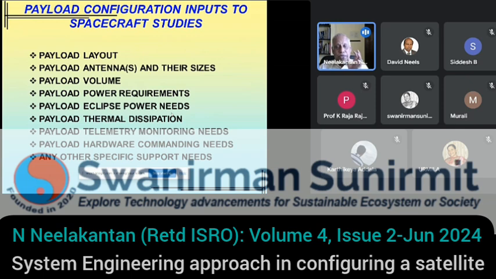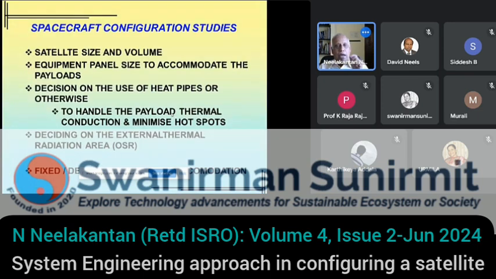So, once the payload is configured based on the service requirements, you get the payload layout, you get the antennas and their sizes, you get the payload volume, you get the payload power, you get to know how the payload has to be operated during eclipse periods, what is the total thermal dissipation, what are all the telemetry parameters of the payload you want to monitor, what are the commanding requirements of the payload hardware, any other specific support requirements. Therefore you define the satellite size and volume, the equipment panel size to accommodate the payload, whether you can use heat pipes or manage the thermal management without heat pipes, whether you require external thermal radiation area or only the equipment panel size can accommodate all the optical solar reflectors, and what is the type of antenna required, fixed or deployable antennas.